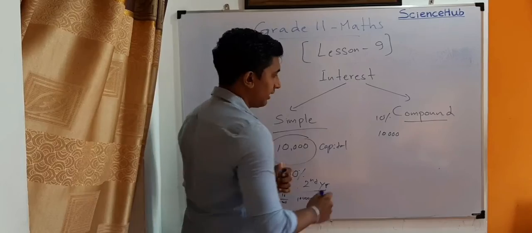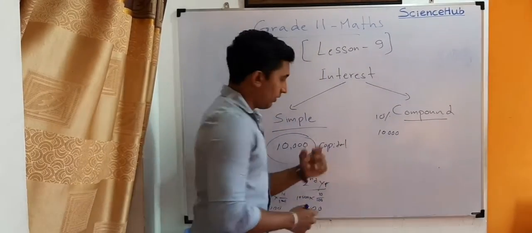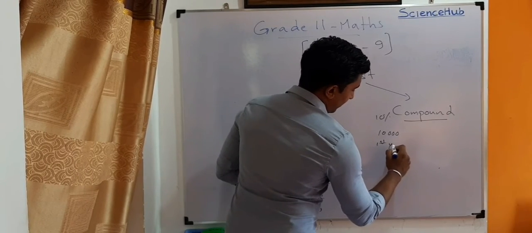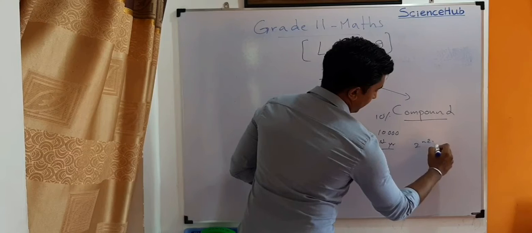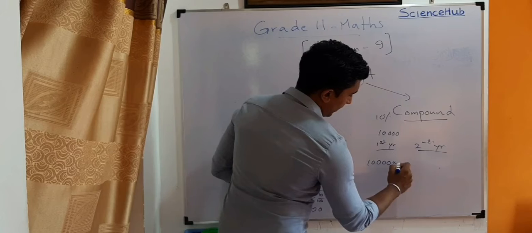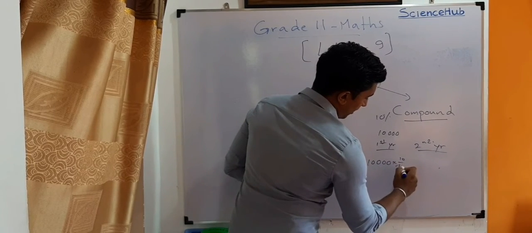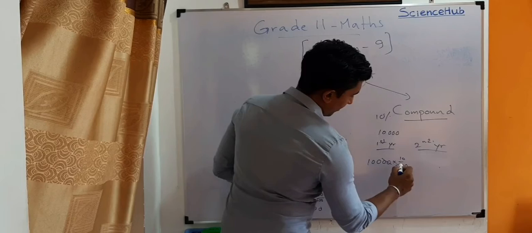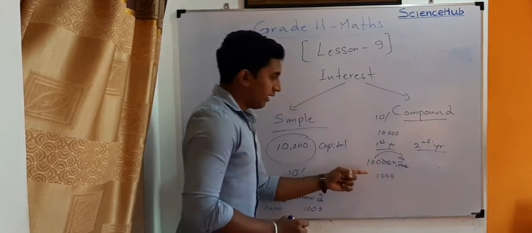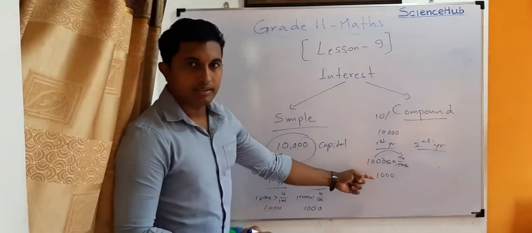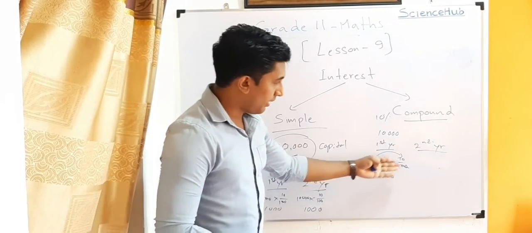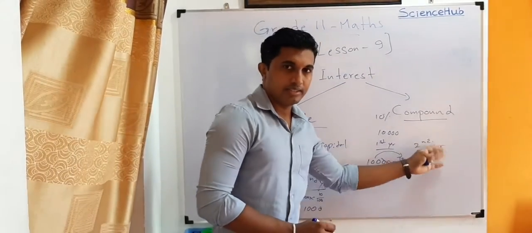Now let's find the interest for the first year and the second year. What is the interest for the first year? 10,000 times 10 out of 100, that means 1000. This is the interest for the first year. Then what will happen in the second year?